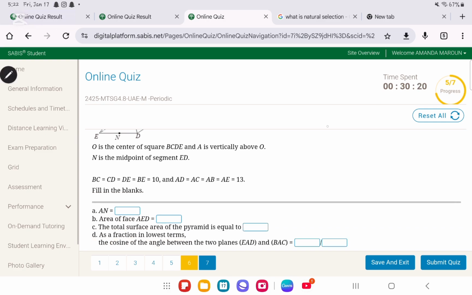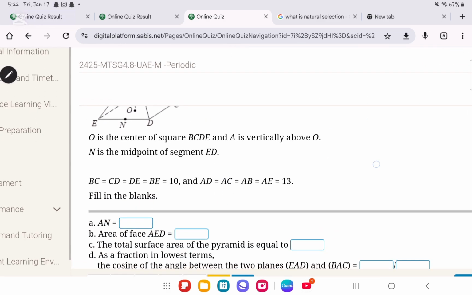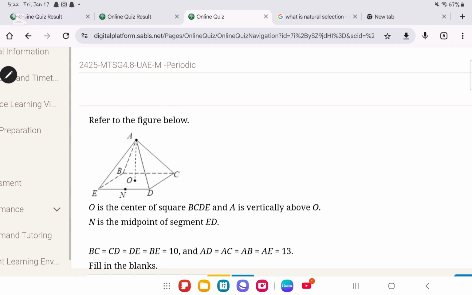Moving on to question number 6. This is a nice question. So, first of all, let us read the given. O is the center of the square BCDE. This is very important information. And A is vertically above O. N is the midpoint of segment ED, so N will cut this in half. If BC equals CD equals DE equals BE, which is equal to 10, that means DE is equal to 10.